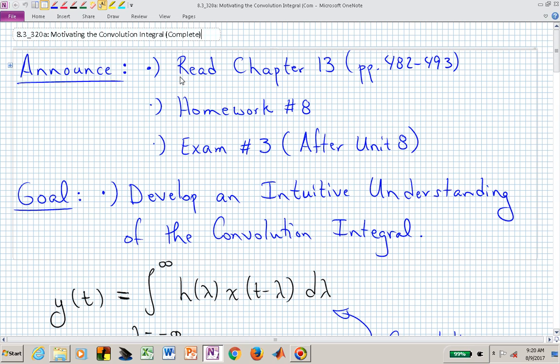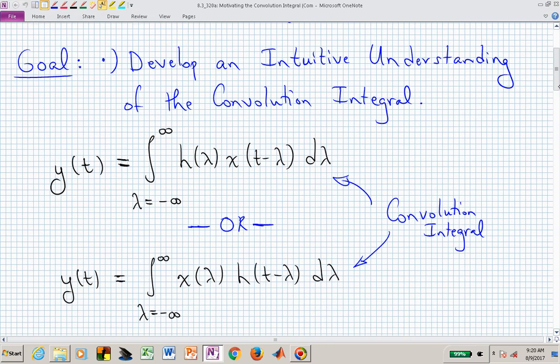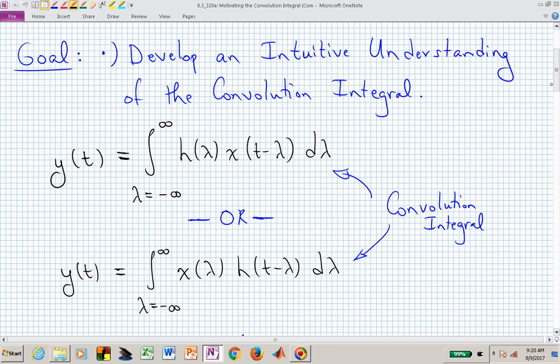We're in Unit 8. Homework number 8 is what you're working on, and exam number 3 will be coming at the end of this unit. And we're still working with Chapter 13 material, but that then means that we're working with convolution. And in today's video, what we want to talk about is developing an intuitive understanding of how we might arrive at or feel comfortable with these integral equations.